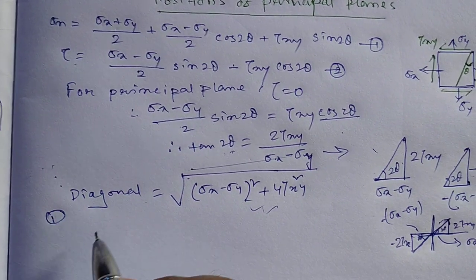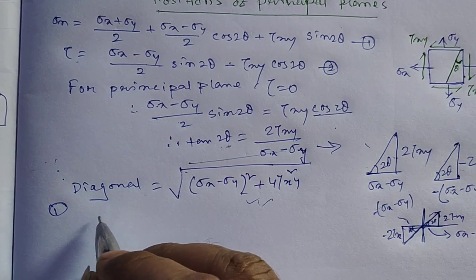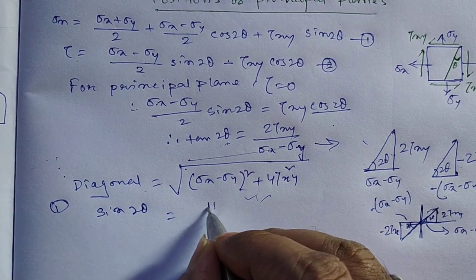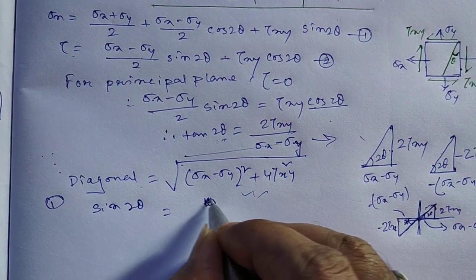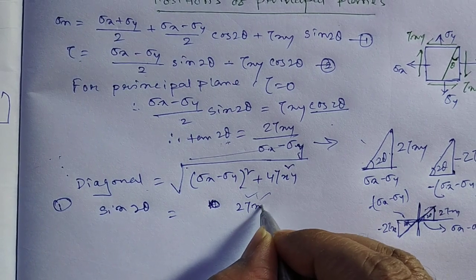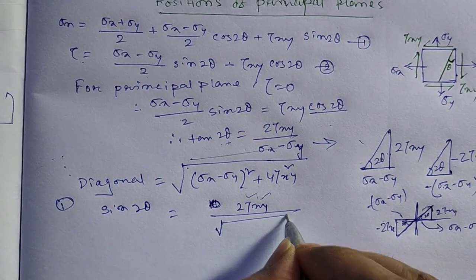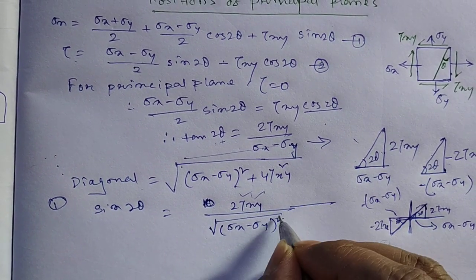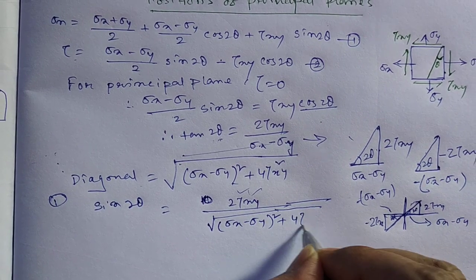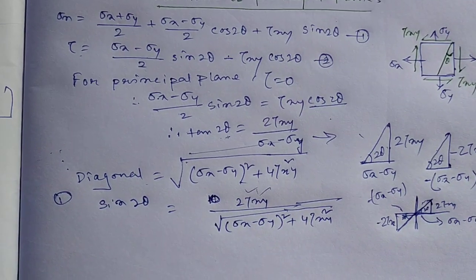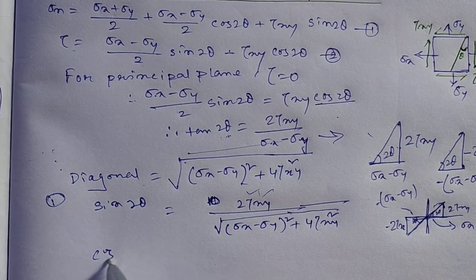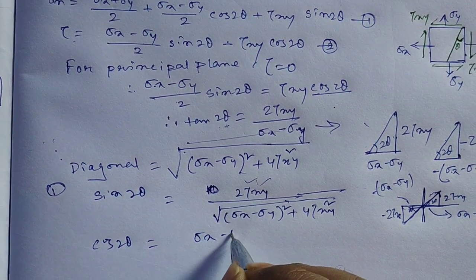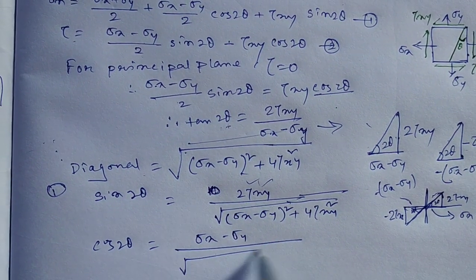Now if you consider the first condition, you can find out the value of sine 2 theta, that will be equal to height, that is 2 tau xy, divided by the diagonal value, that is root over (sigma x minus sigma y) square plus 4 tau xy square, right? And you can find out the value of cos 2 theta also, that will be equal to the base divided by the diagonal value.